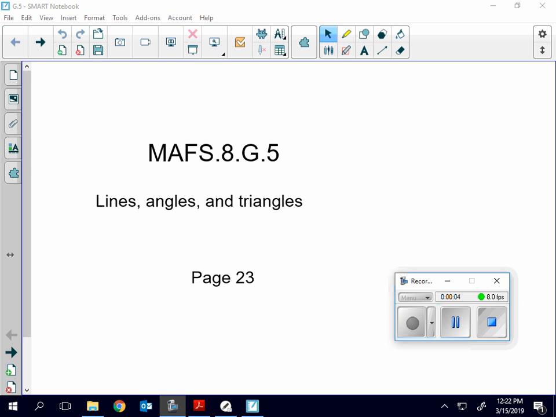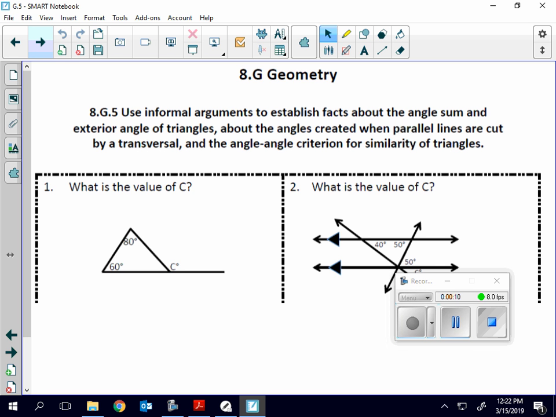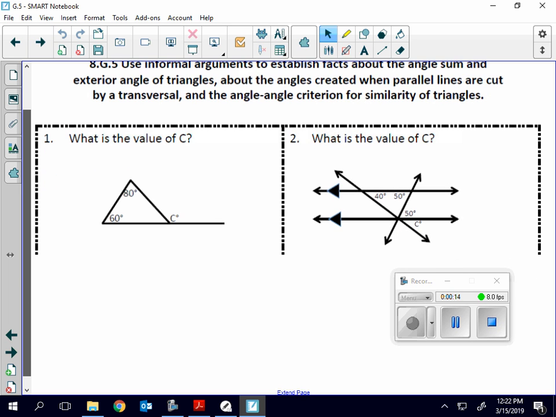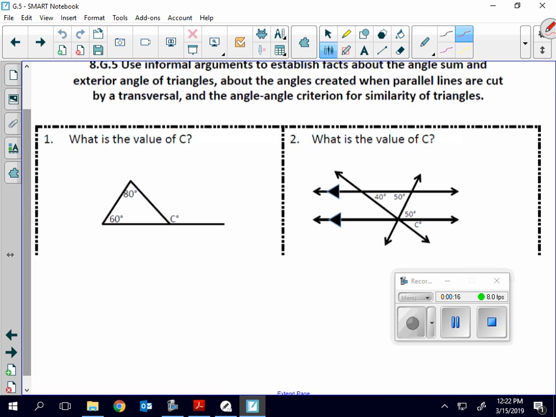All right, we're on standard G5, which is lines, angles, and triangles, and we're on page 23. Number 1, what's the value of C? Well, C is this exterior angle, which we can find.